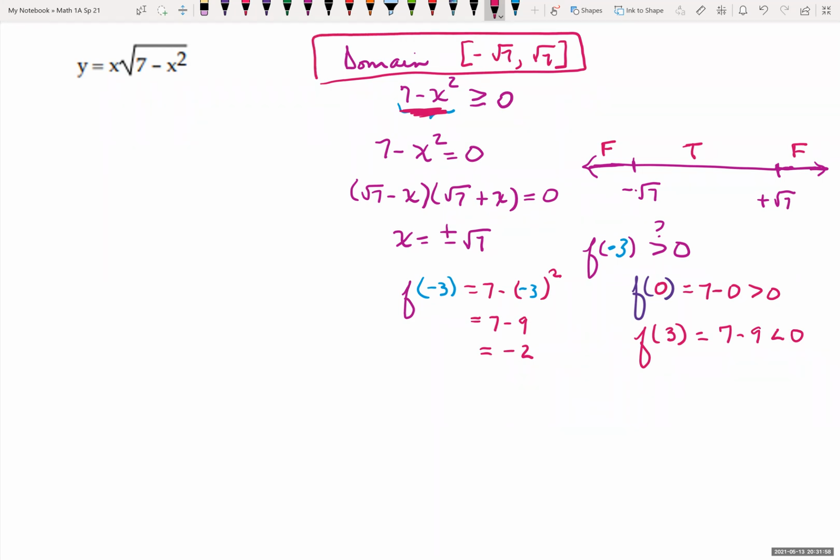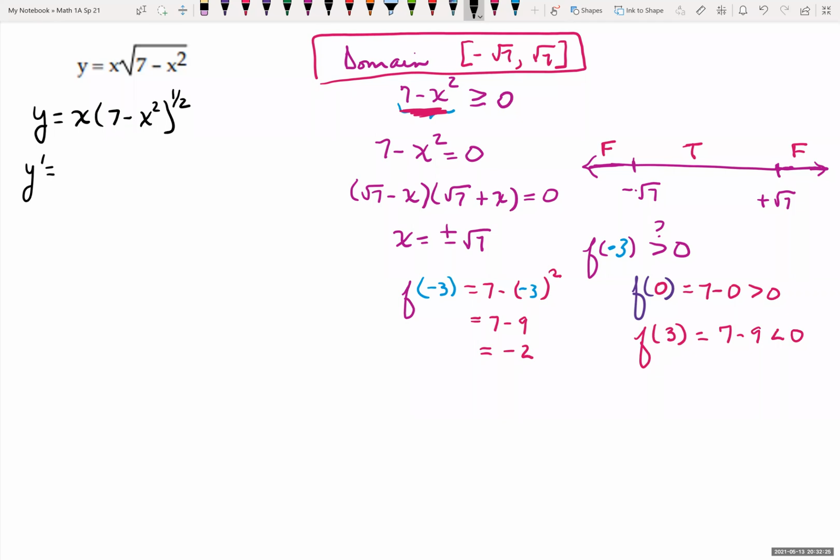Okay, so we want to find critical numbers, and we find critical numbers by looking at the derivative. Notice that when we take the derivative of y, we're going to have to use the product rule and the chain rule. So let's first rewrite y a little bit so it's a little easier. So this is x times (7 minus x squared), all raised to the 1/2 power. So we're going to have to use the product rule, like I said.